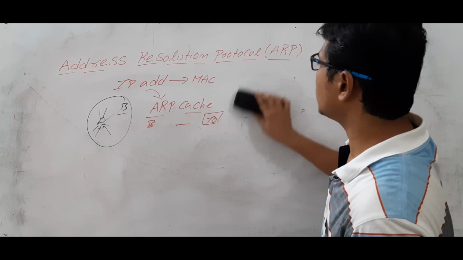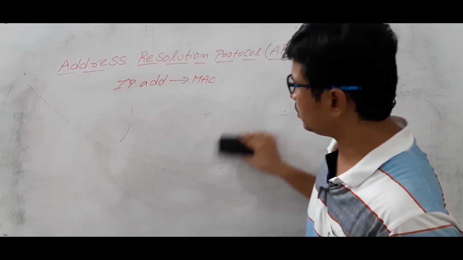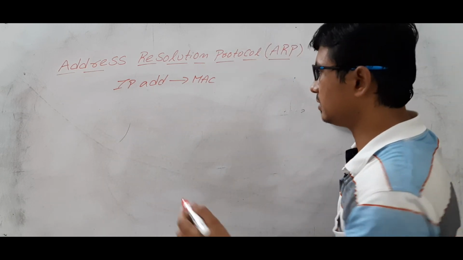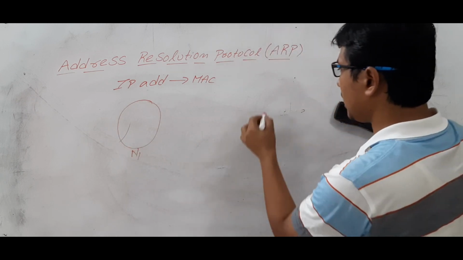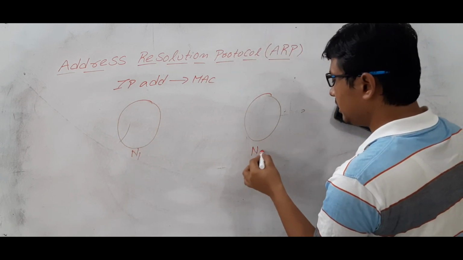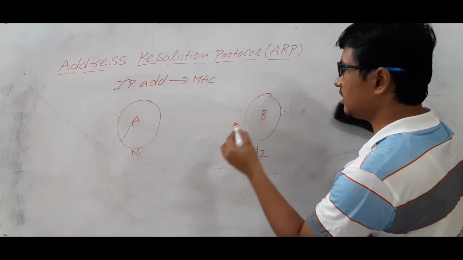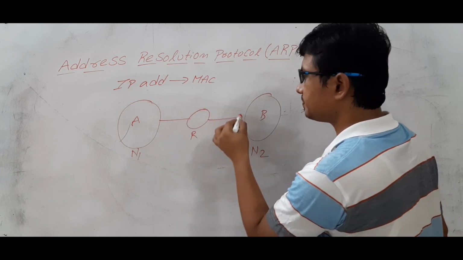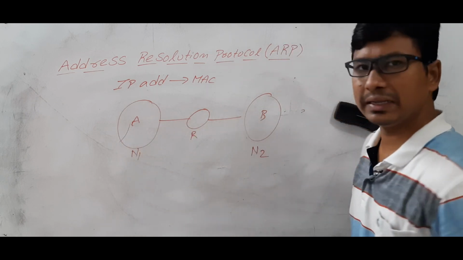Now you can have one doubt. Sir, you said A and B are within the same network. Okay, no problem. If A and B are in different networks, am I right or wrong? I have a network N1 and a network N2. A, my source, is here. My destination is here. These two networks are connected with a router R. Now tell me, A wants to send a packet to B.